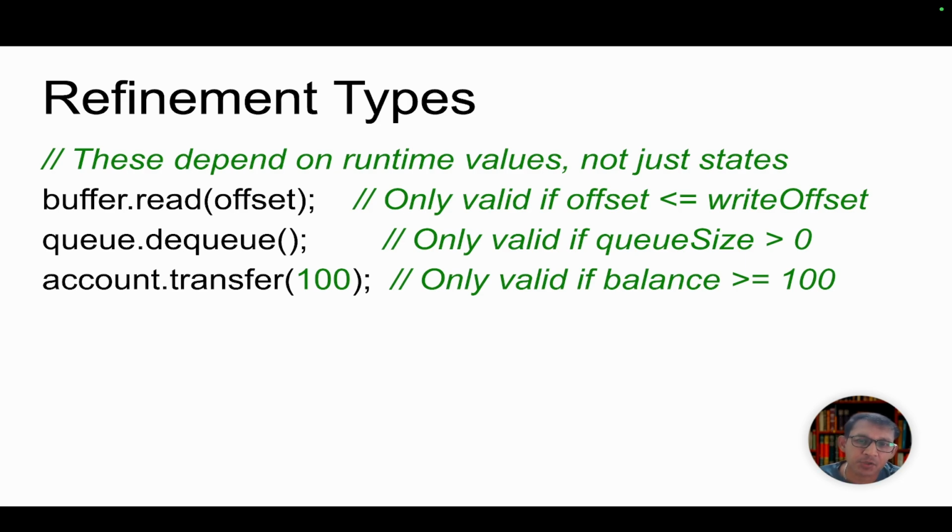The verification happens through a combination of type checking and logical reasoning. When you write offset is equal to 5 and the current write offset is known to be 10, the compiler can prove that 5 is less than or equal to 10 and allow the operation. However, if the write offset is 3, then the compiler can prove that 5 is less than or equal to 3 is false and reject the operation at compile time.